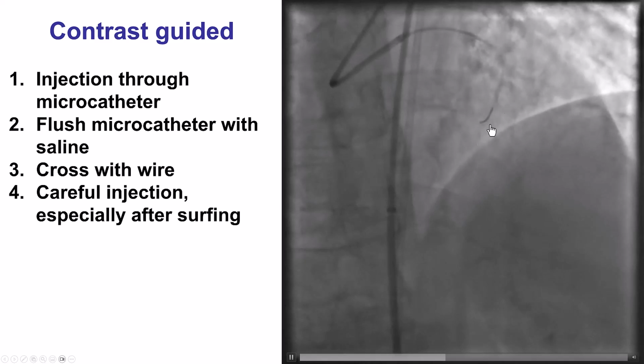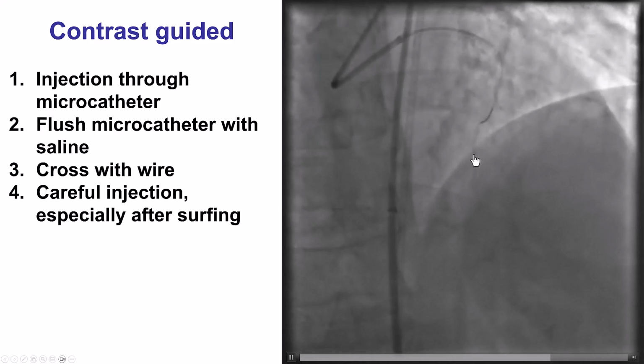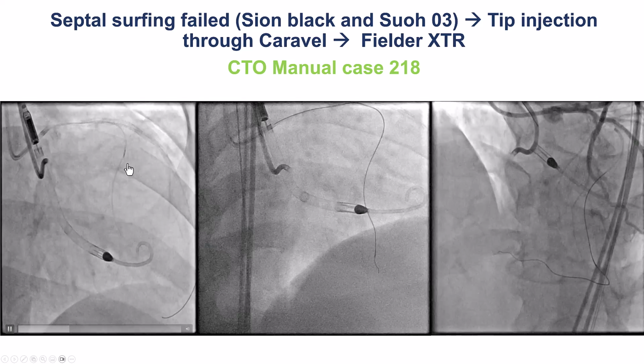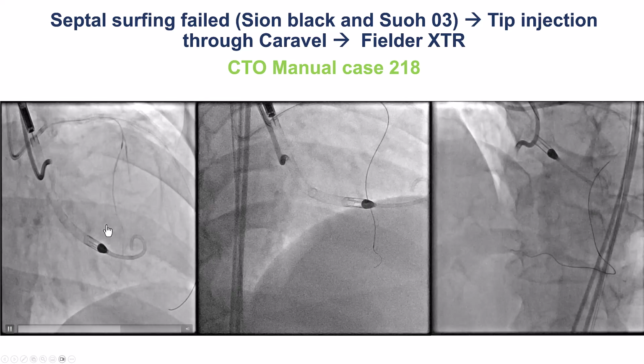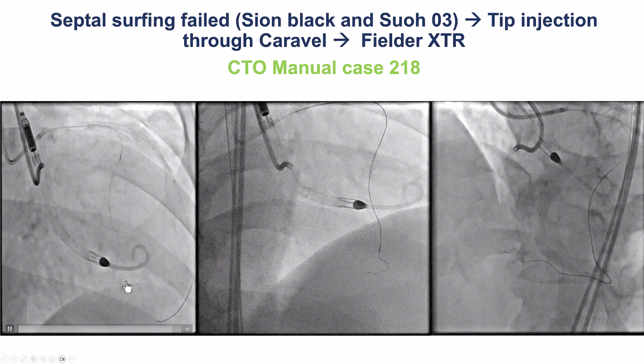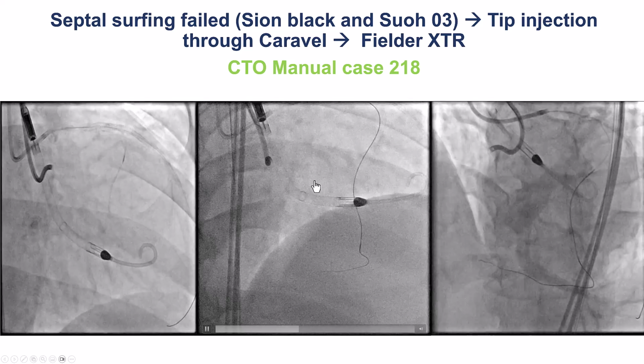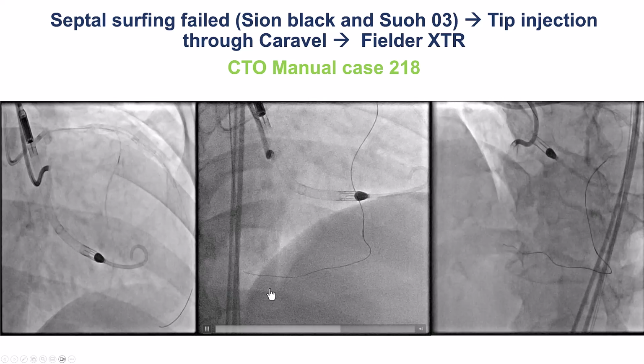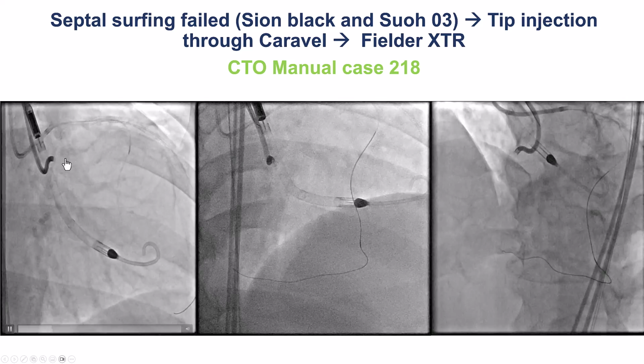And this is an example. Here we actually have a Venture, which we don't commonly use these days, and we're injecting inside the septal branch. This is another example. We have a microcatheter, we're injecting, and we see this septal collateral going in the right direction, and then we use guide wires and try to follow the same pathway.